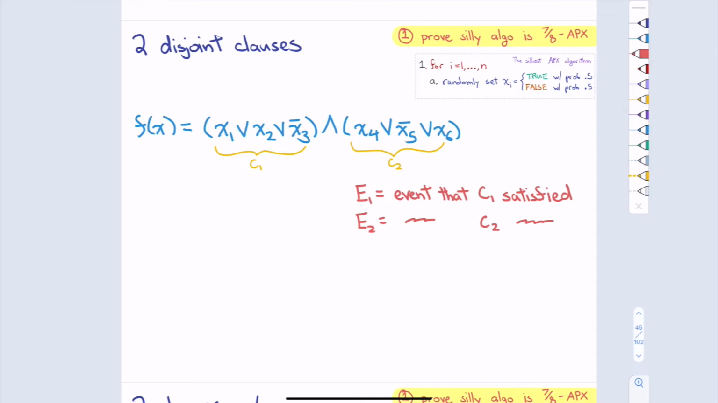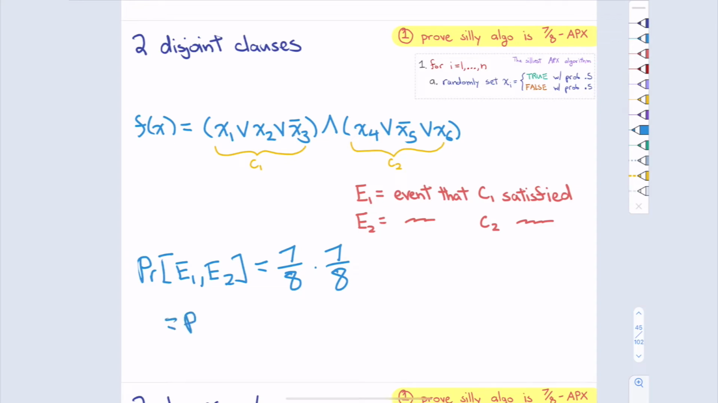Or maybe to simplify our discussion a little bit, what is the probability of E1 and E2? So what are the probabilities of satisfying both clauses simultaneously? Okay, so in this case, they have nothing in common. So the coin flips for one have nothing to do with the other. So we're actually able to break this apart as the probability of E1 times the probability of E2. And then this is clearly much easier, right? Because after a few guesses, we know how to do one clause.